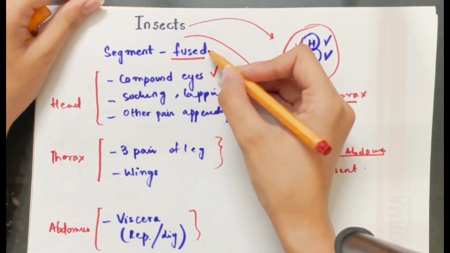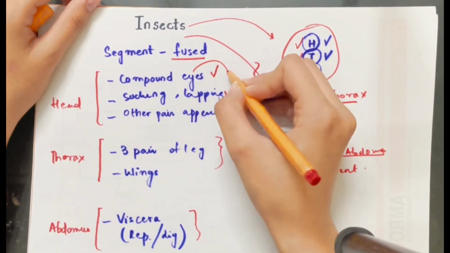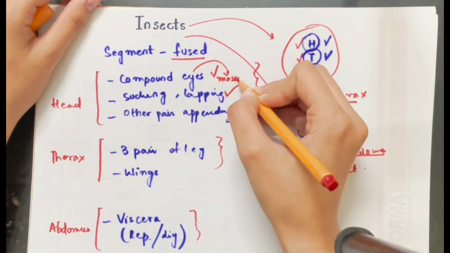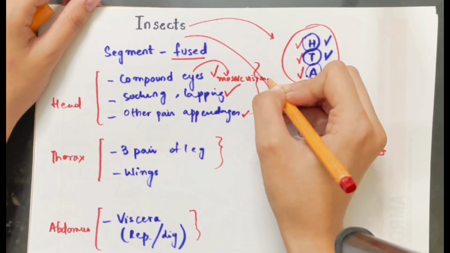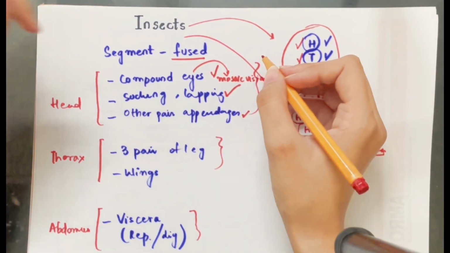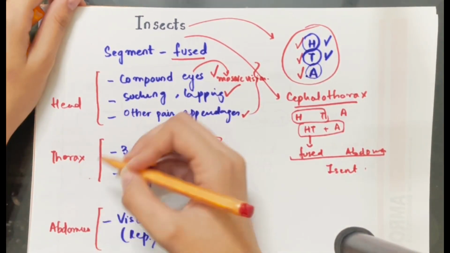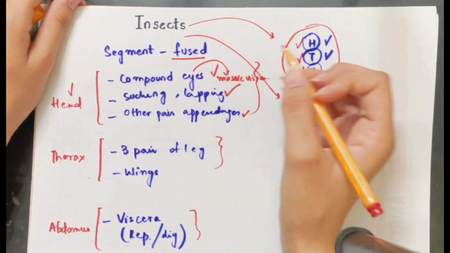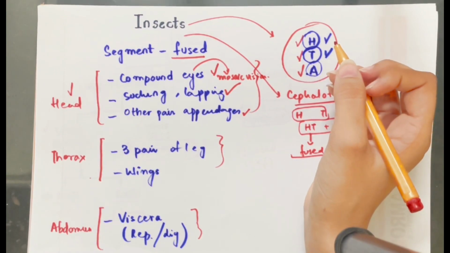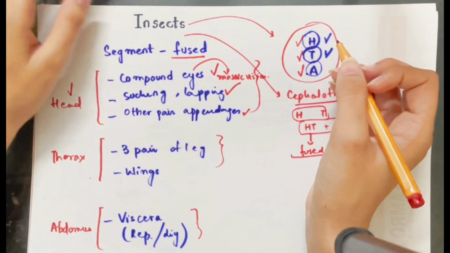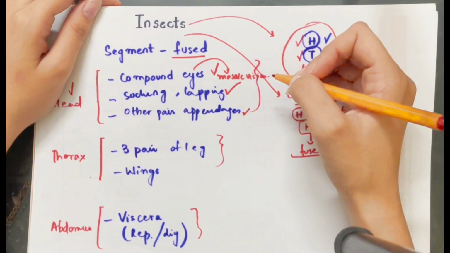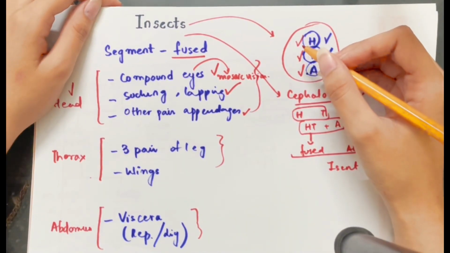Alright, so it has a segmented fused body. They have compound eyes for mosaic vision. Mosaic vision means a clear vision under lesser light. Then we have the head part, the thorax, and the abdomen. The head part includes the mouth parts and the eyes. Then we have the thorax, which includes the legs and the wings, and then we have the abdomen, which includes the reproductive structures and the digestive structures.